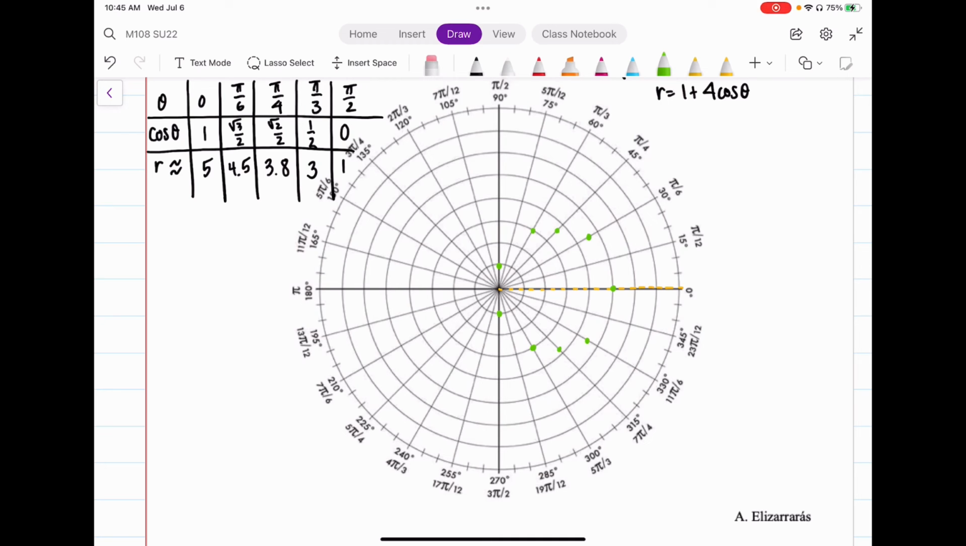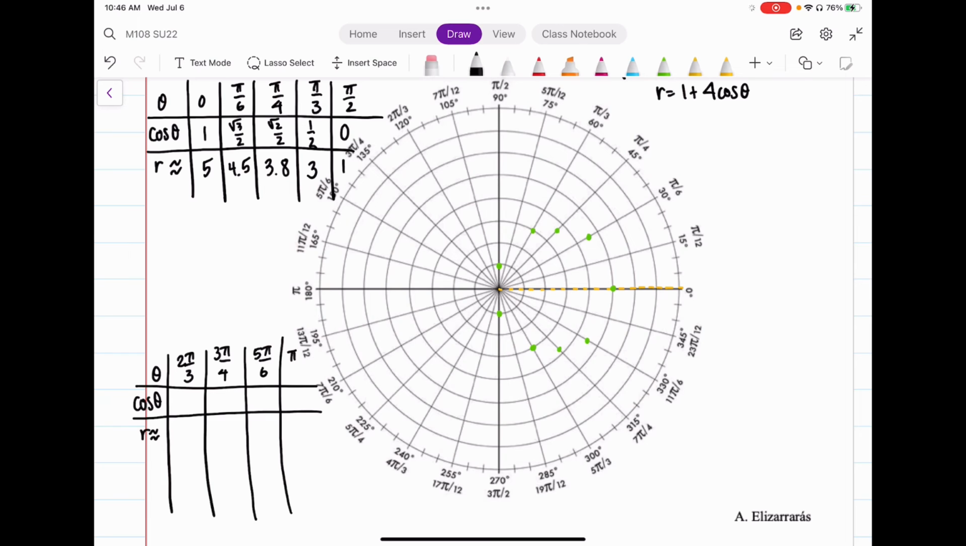So let's pick some second quadrant values. Using the unit circle, the cosine at 2 pi over 3 is negative 1/2. The cosine of 3 pi over 4 is negative root 2 over 2. The cosine of 5 pi over 6 is negative root 3 over 2, and the cosine at pi is negative 1. Then I'm going to take 1 plus 4 times that value to get my r approximation.